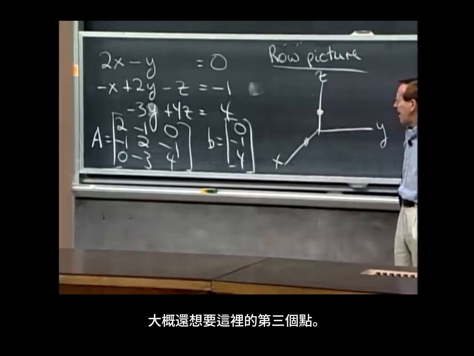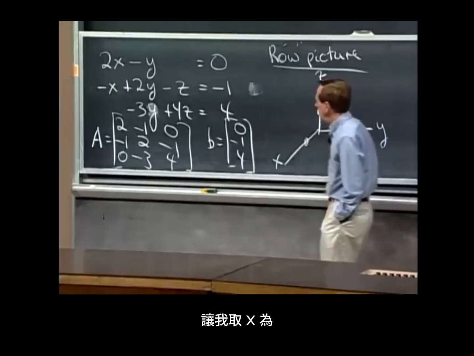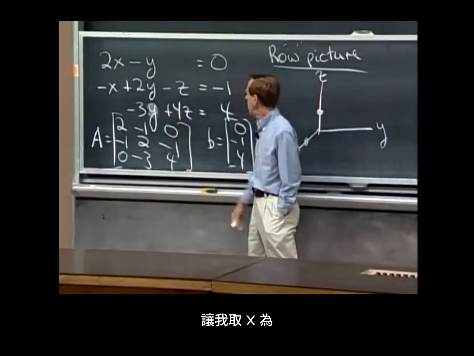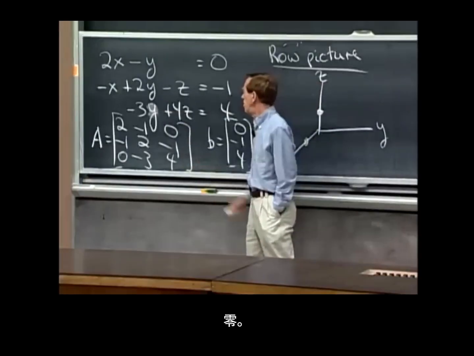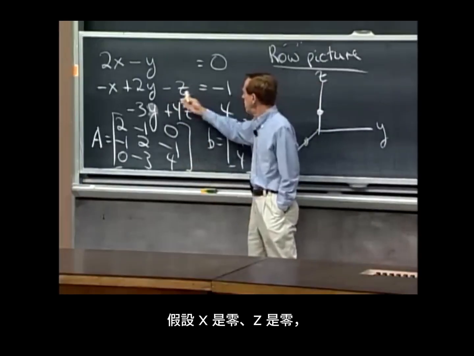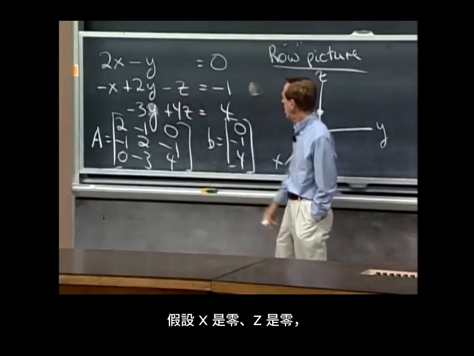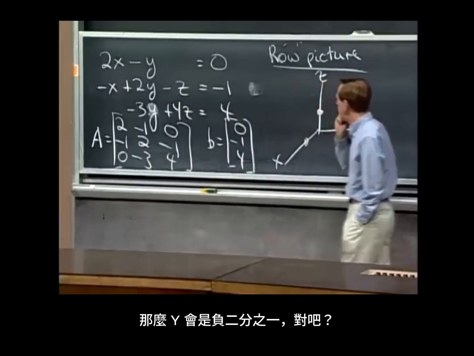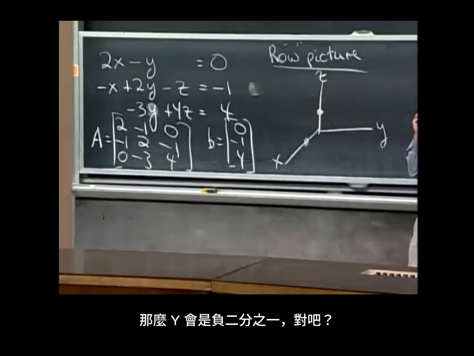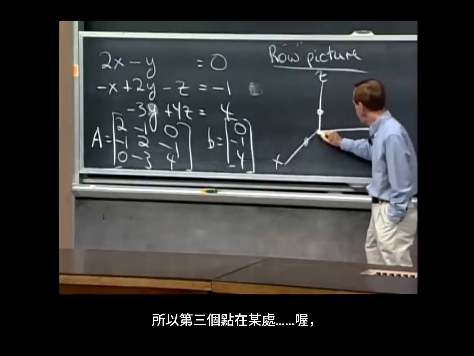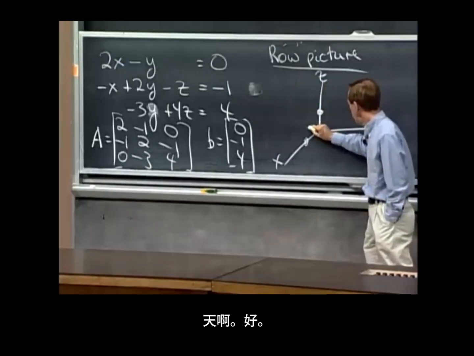And probably I want a third point here. Let me take x to be 0, z to be 0, then y would be minus a half, right? So there's a third point. Somewhere, okay.